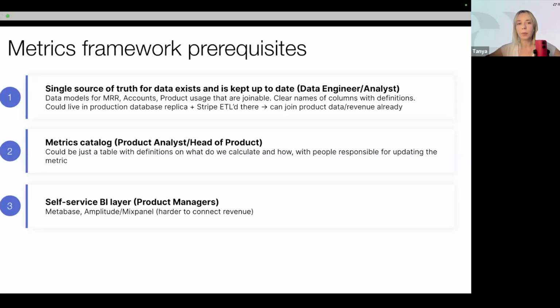And then on top of the data layer, you could also have a self-service BI layer that the product managers can use to query the data. Usually it would be something like Metabase, a simpler version, or Amplitude or Mixpanel, which are okay-ish, but it's harder to connect revenue data into Amplitude or Mixpanel. Usually it would be coming from CRM. So again, not perfect, but doable, right? So some kind of self-service BI that is simple enough for product managers to build the reports on.